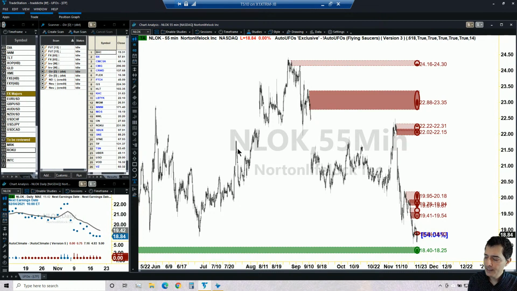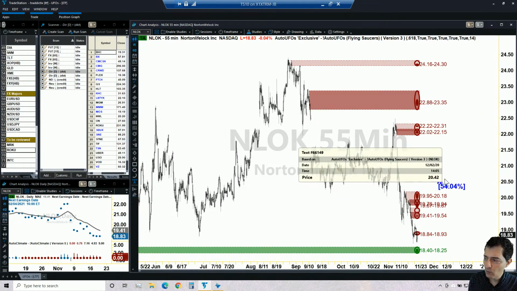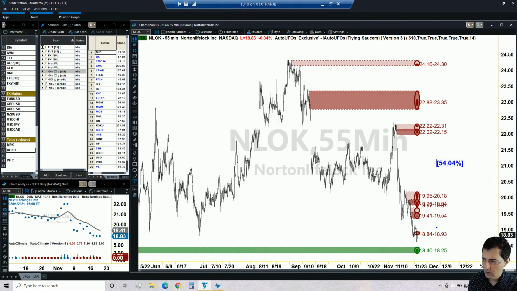So what the probability means is how often, when price comes to a UFO, for example, if price comes to the red, how often it turns and reaches the rival UFO, which is the green. Or how often, if price was to come to the green, price turns and reaches the rival UFO, which in this case is the red. So how often that happens.